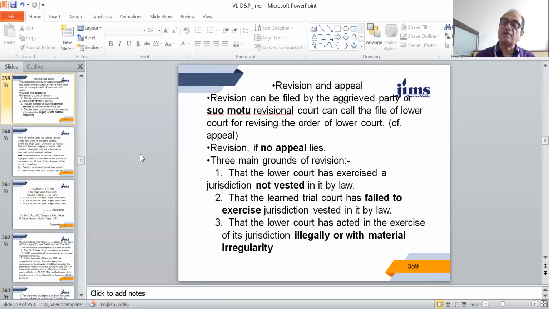You are supposed to draft one or more of these grounds in your drafting of revision petition, but the first and foremost condition is that a revision petition will lie if no appeal lies. If there is a right of appeal, then you will have to file a memorandum of appeal.